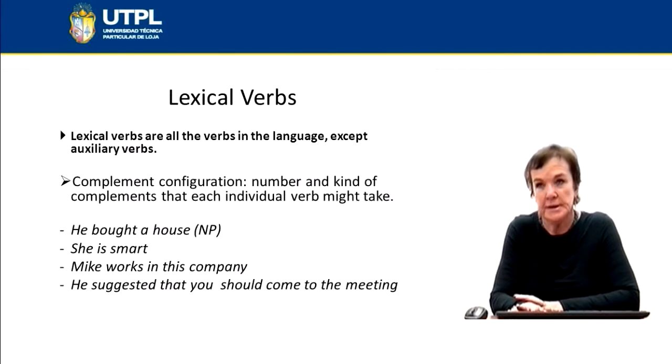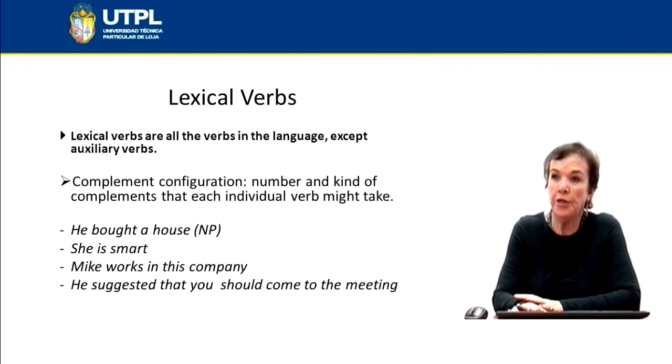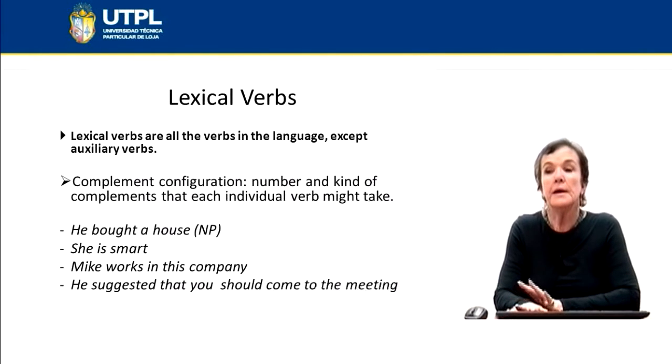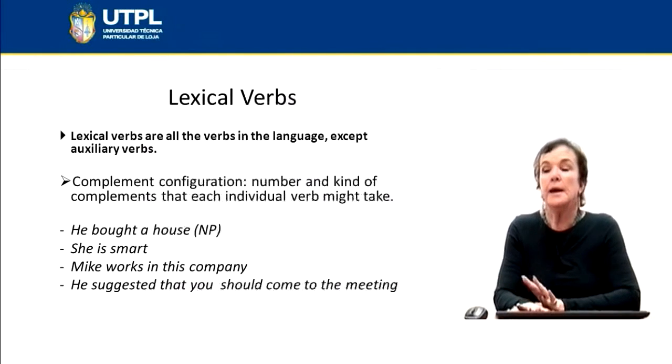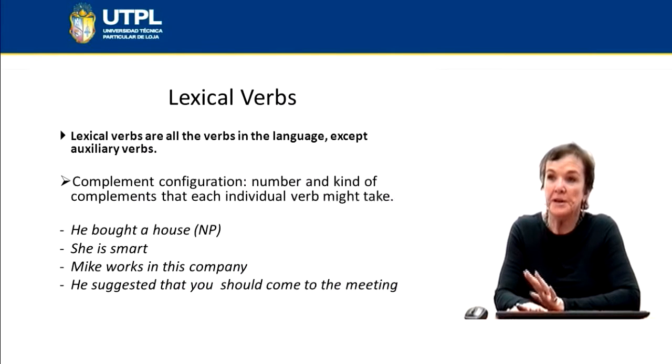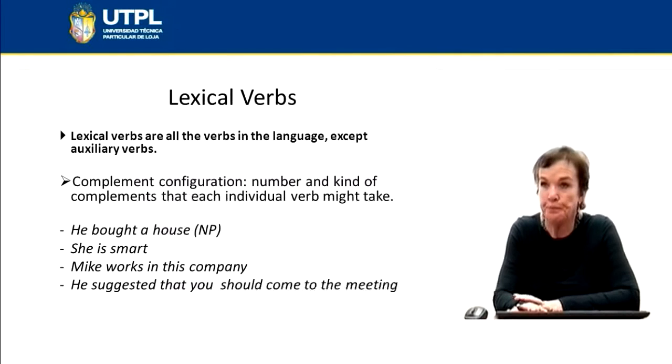For instance, if we say, he bought a house, the complement of the verb buy is a house. So, we can say that the complement configuration of the verb buy is verb plus NP. In this case, the complement configuration has a noun which is functioning as the direct object of the verb buy.